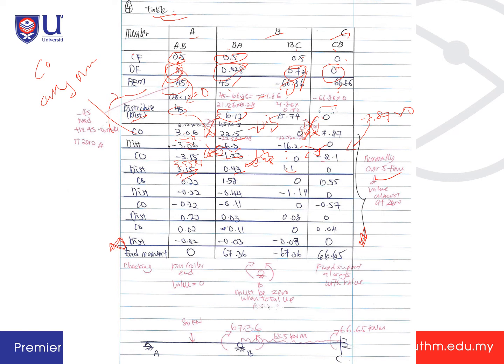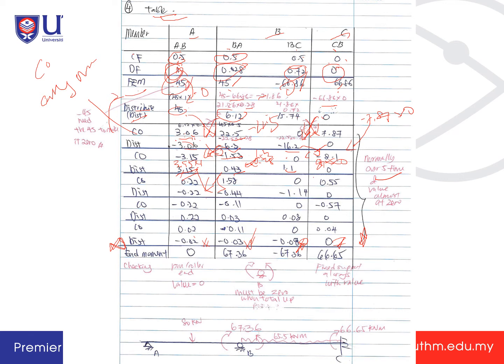And then this one is 8.1 times 0, so you get this. Again the same thing, you get this value, you need to carry over by using the carryover factor, and then you repeat until you get almost everything at 0. Normally at least 5 times for this moment distribution method. After you calculate until almost everything is 0, you total up the values from here.